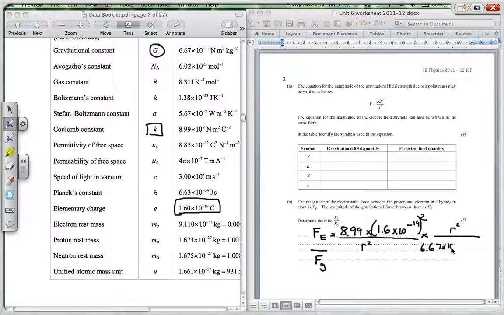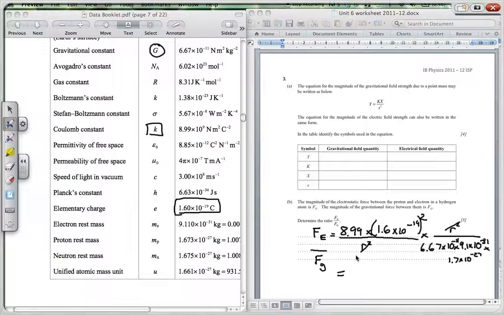6.67 times 10 to the negative 11 times, and here I'm going to have my rest mass of an electron, 9.1 times 10 to the negative 31 times the rest mass of a proton, which is about 1.7 times 10 to the negative 27. Now we see that our r squares will obviously cancel out, so I'm going to have this. So let's calculate that.